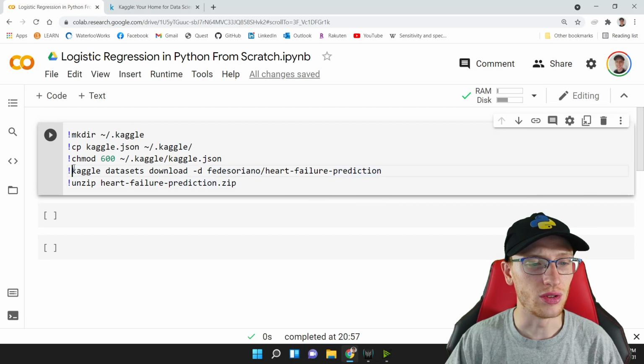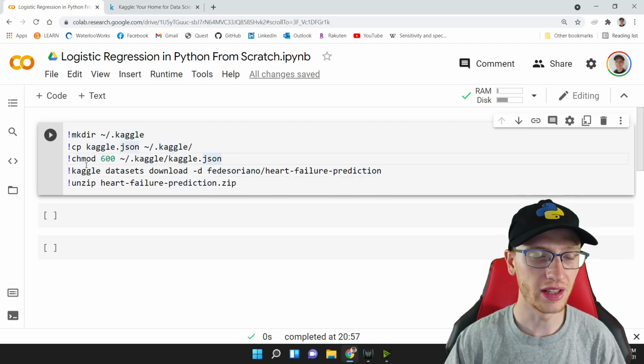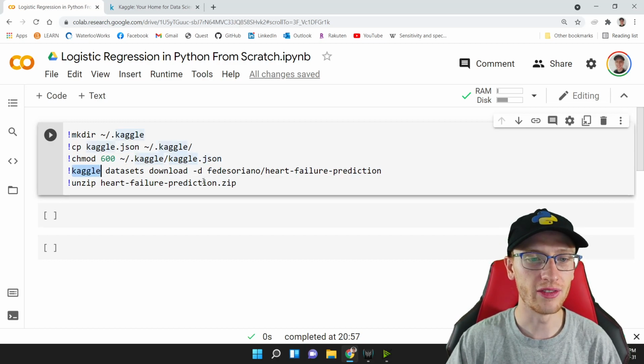Okay, so then we basically change the permissions on that file, and then we download the data set, which you do with -d, and we get the heart failure prediction data set.